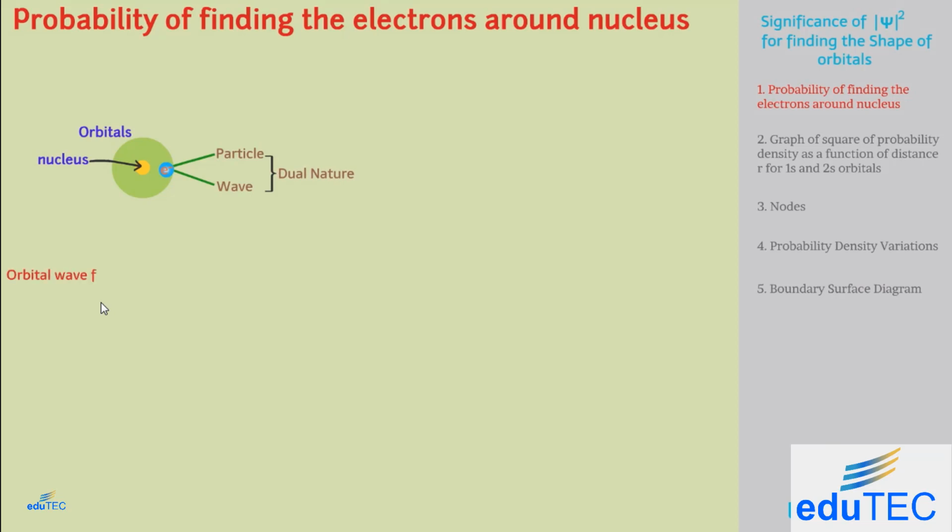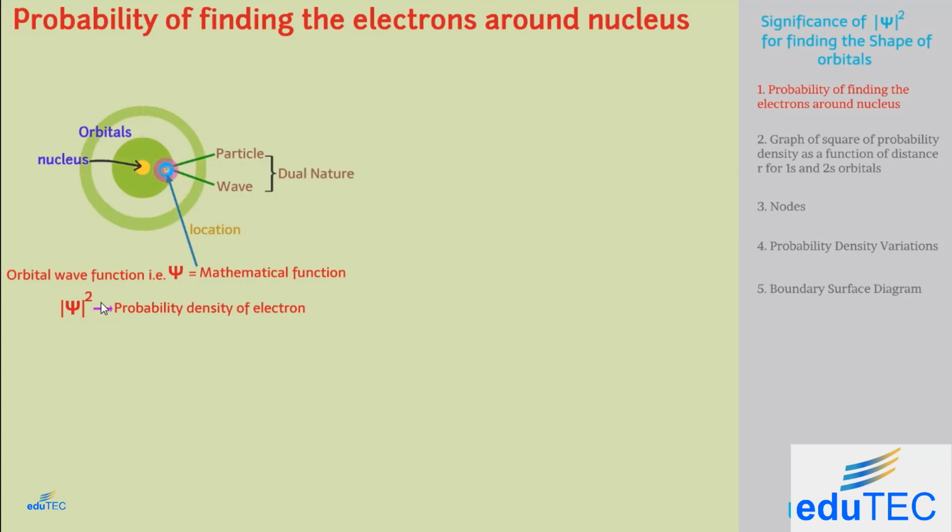The orbital wave function, that is psi of electron, is simply a mathematical function to determine the location of the electron. But the square of this wave function, that is mod of psi square, gives probability density of electron at the specified point and hence specifies the region where there are high chances of finding the electron.